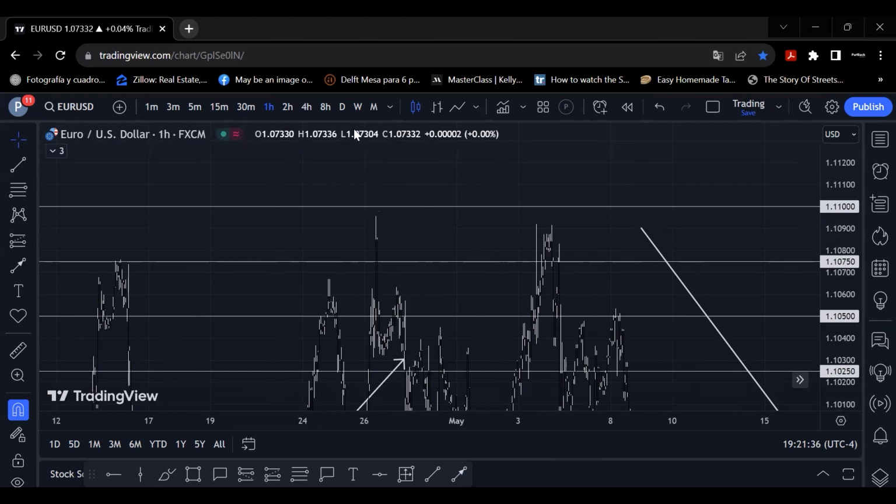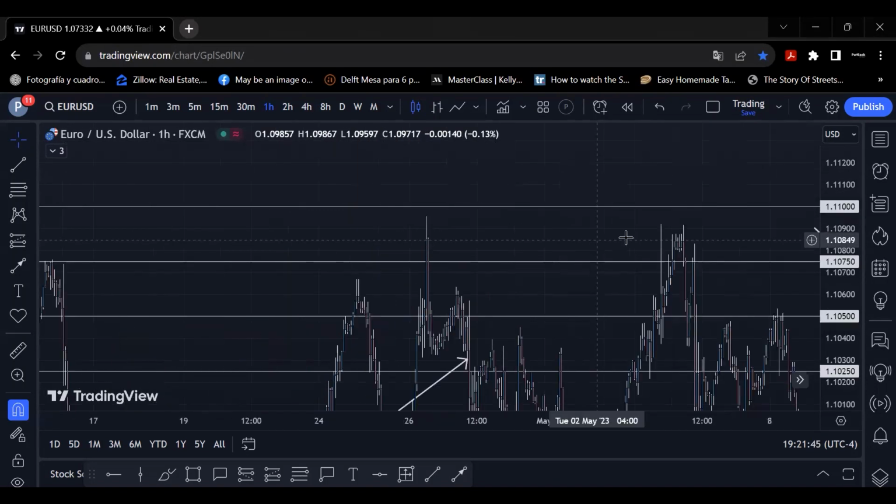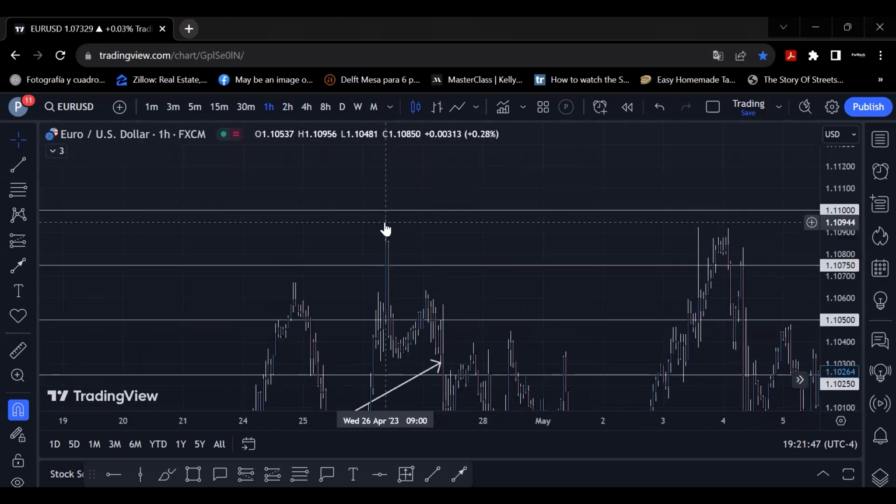If you look at the numbers here, you'll see how this here is the open, high, low, and close of each candle. So if I place my mouse right on top of this here, we'll get the high at 1.10956, making the high right there.